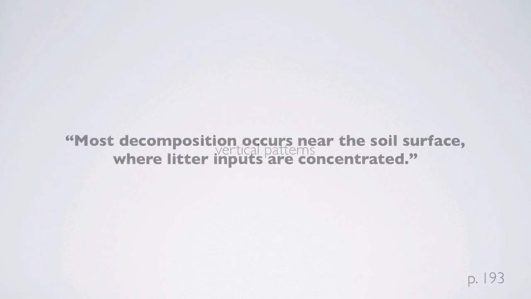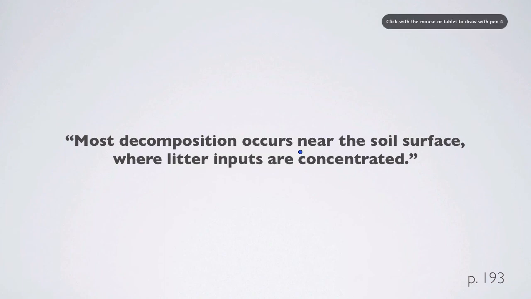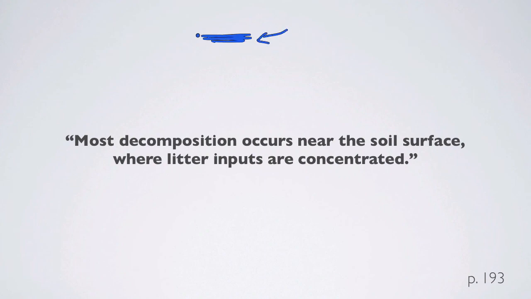Now there are temporal patterns in decomposition, and there are also vertical patterns of decomposition that happen within the soil. Decomposition is not the same at the soil surface as it is 10, 50, or 100 centimeters below the soil surface. Most decomposition occurs near the soil surface, and this is where litter inputs are concentrated. And so it makes sense that if most of your litter is being produced at the surface, this is where most of that decomposition is going to happen. And as you go down through the soil profile, there will be less and less decomposition because there are fewer inputs in these places, for example.